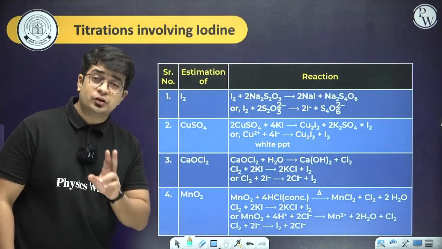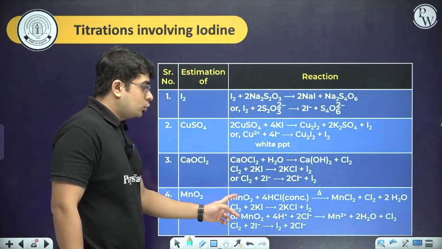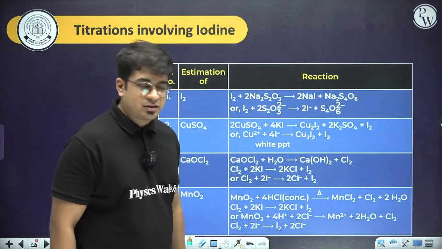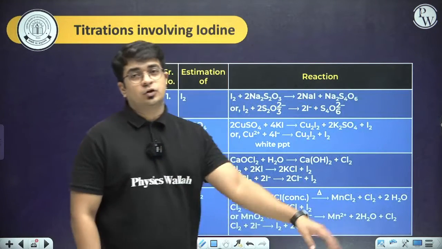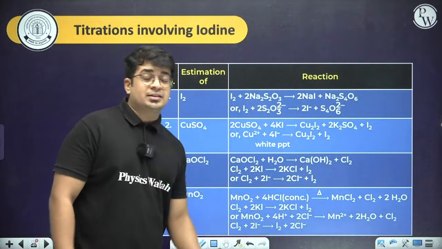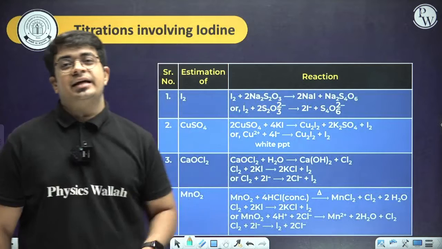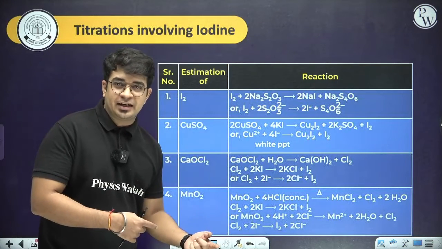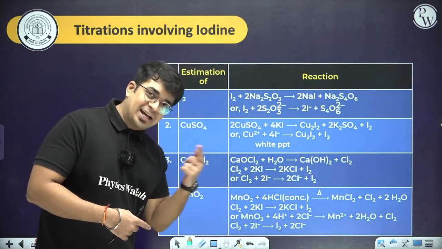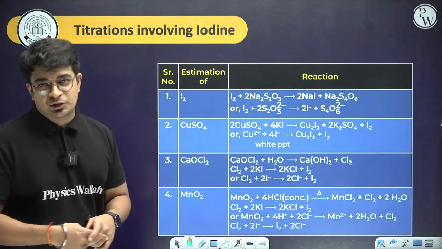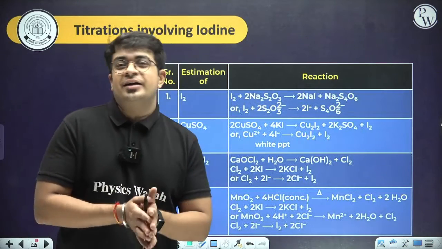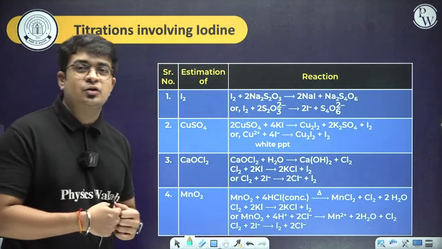You can even use MnO2. MnO2 in presence of concentrated HCl converts into MnCl2, and Cl2 gas is released. This Cl2 gas reacts with KI and forms I2 and Cl negative. So we have converted I negative into I2. Then I2 again reacts with the hypo solution to convert back into iodide ion, and that's how these types of titrations work.